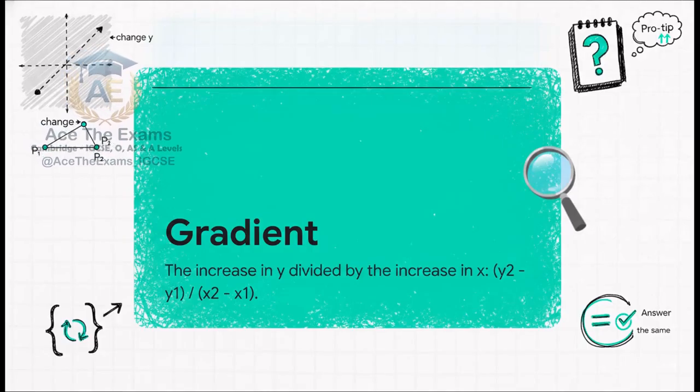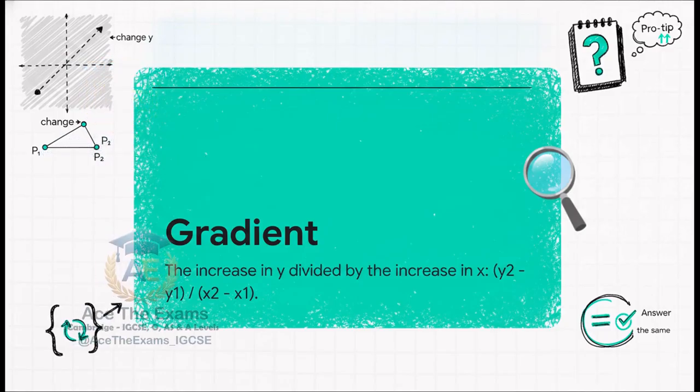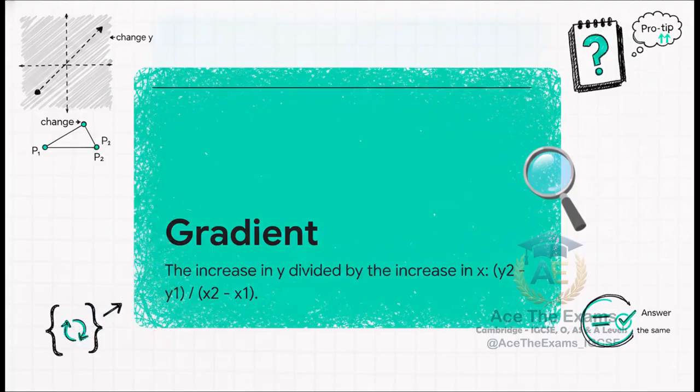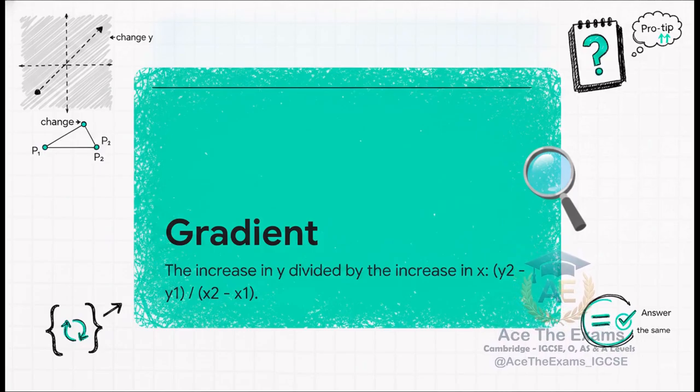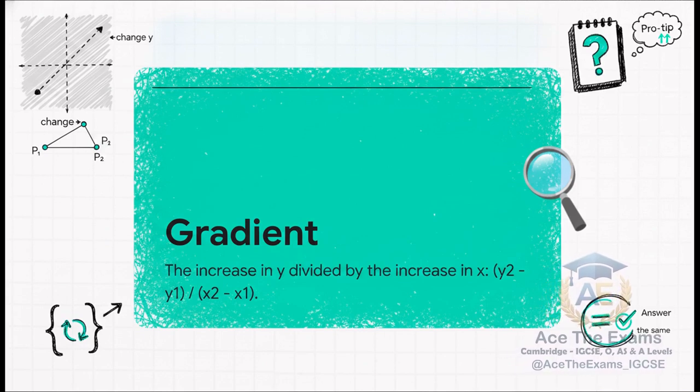Okay, so what's really interesting is how we translate that visual slope into hard-core algebra. The gradient is simply the increase in y divided by the increase in x. It's the rise over the run. If you have any two sets of coordinates, let's call them x1, y1, and x2, y2, you just use the formula y2 minus y1 all over x2 minus x1.